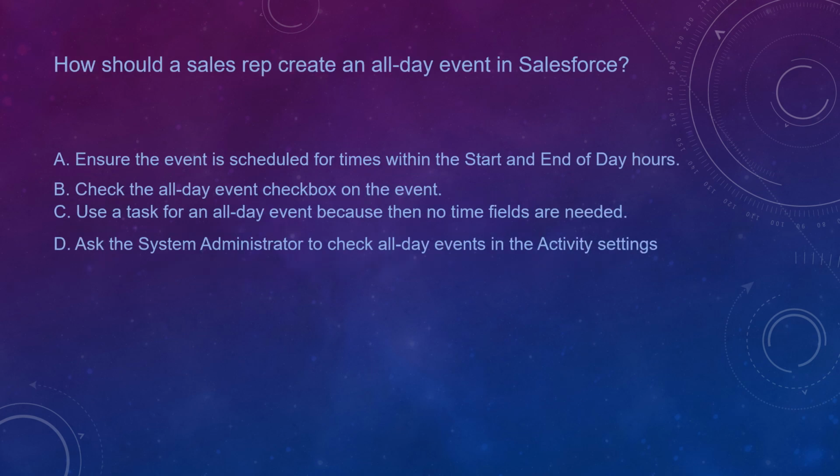How should a sales rep create an all-day event in Salesforce? A, ensure that the event is scheduled for times within the start and end of the day hours. B, check the all-day event checkbox on the event. C, use the task for an all-day event because no time fields are needed. D, as a system administrator, check all-day events in the activity settings. So the sales rep themselves, when they're creating their tasks and events for the day, need to check the box, so it's going to be B.